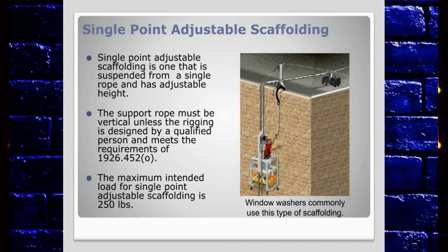Single-point adjustable scaffolding. Single-point adjustable scaffolding is one that is suspended from a single rope and has adjustable height. The support rope must be vertical unless the rigging is designed by a qualified person and meets the requirements of 1926.452. The maximum intended load for single-point adjustable scaffolding is 250 pounds. That's you and anything else you have on it. Window washers commonly use this type of scaffolding.